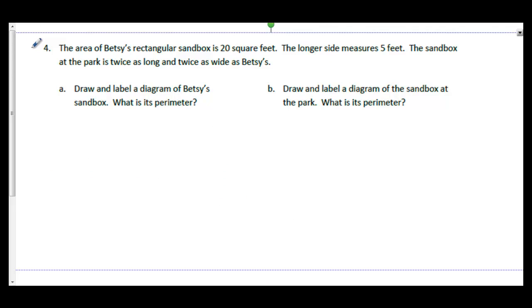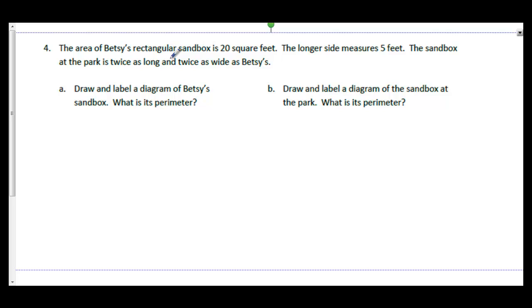Take a look at problem number 4. The area of Betsy's rectangular sandbox is 20 square feet. The longer side measures 5 feet. The sandbox at the park is twice as long and twice as wide as Betsy's. So this part up here is not a question. This is just giving us information. We'll get down here. All right, so it says draw and label a diagram of Betsy's sandbox.